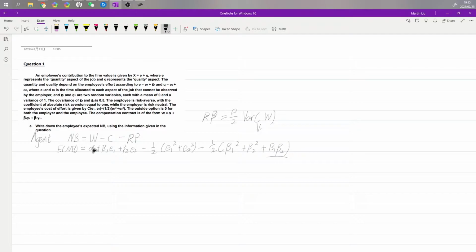So something else to mention, variance of A plus B is equal to variance of A plus variance of B plus 2 times covariance of AB. Okay. So that concludes the first question. Let's go on to the second part.